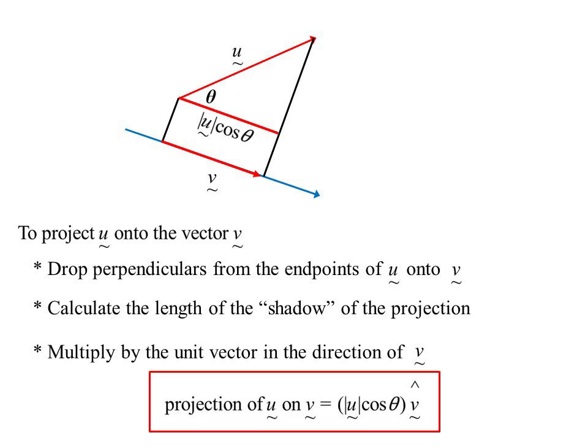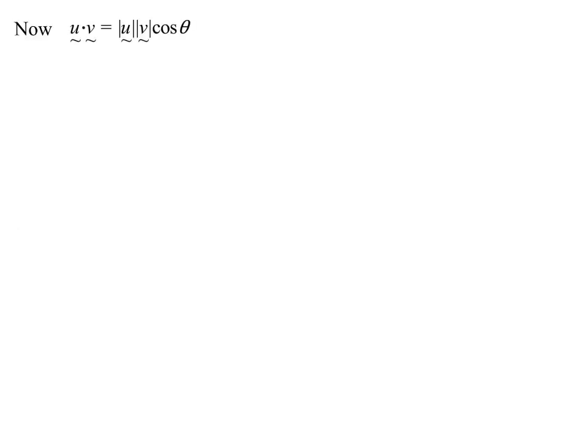So essentially that could be our formula. If I want to project u onto v, I could find the magnitude of u, multiply it by the cosine of theta, whatever that angle happens to be, and then multiply that by the unit vector in the v direction. Well, let's take that a little bit further.